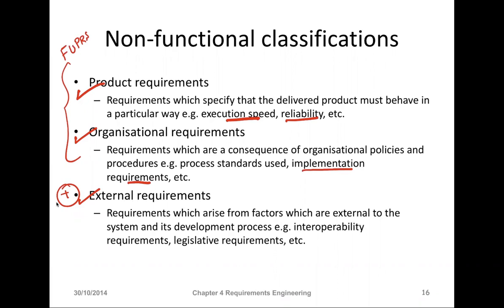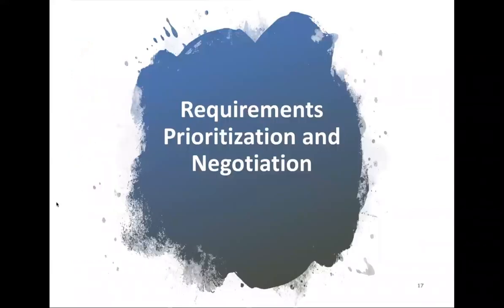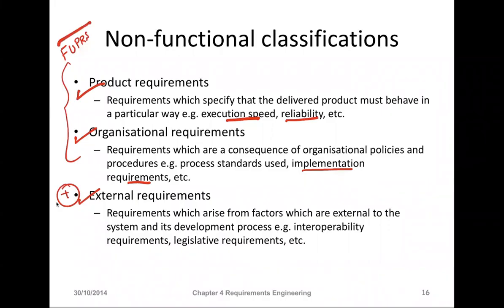So which one will we go for? Are we going to use the 5 standard classification, or are we going to use the 3 classification, which we call the non-functional classification, into product, organization, or external? Both classification methods are valid. As I said before, the most commonly used one is the FURPS. However, if you read different textbooks and find them classifying requirements into product, organization, and external, this is valid too.